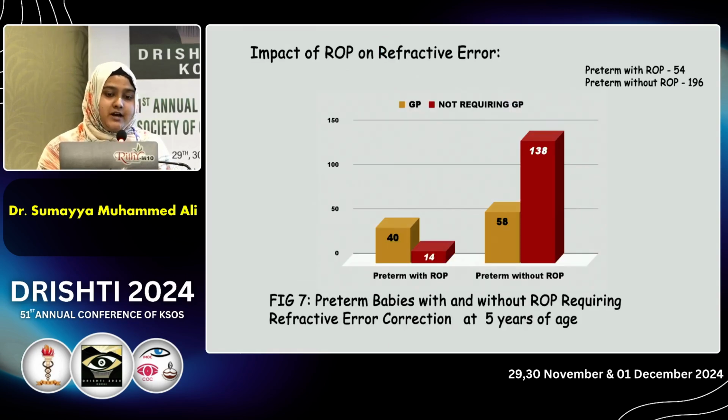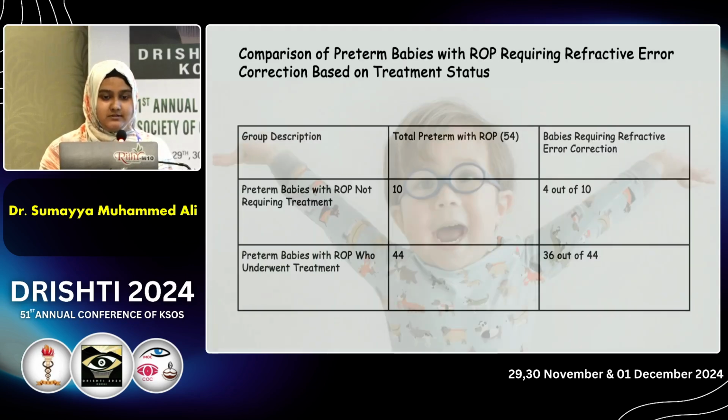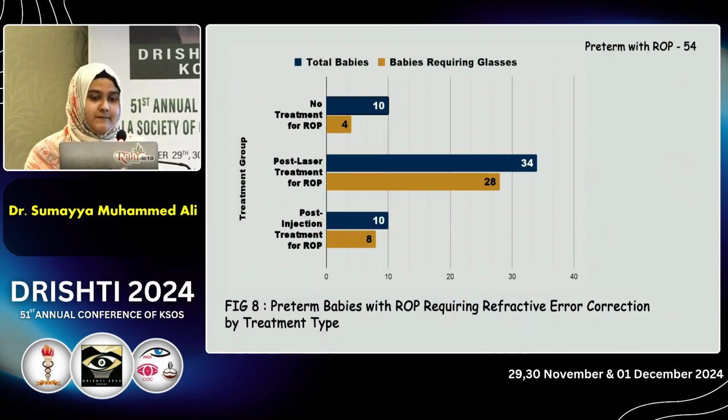How is the impact of ROP on refractive errors? In our study, out of 250, 54 babies were diagnosed with ROP, and out of these 54 babies, 40 required refractive error correction at the age of 5 years. This table shows the refractive error correction based on the treatment status. Out of 54 ROP babies, 10 underwent no treatment and 44 underwent treatment. Out of 10 who underwent no treatment, 4 required refractive error correction by the age of 5 years, and out of 44 who underwent treatment, 36 required refractive error correction.